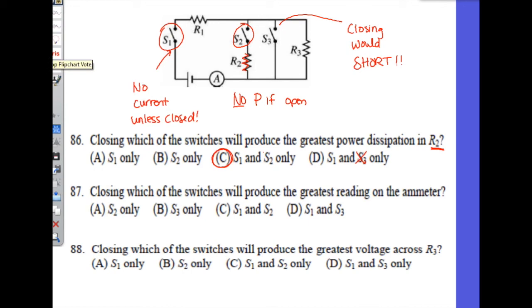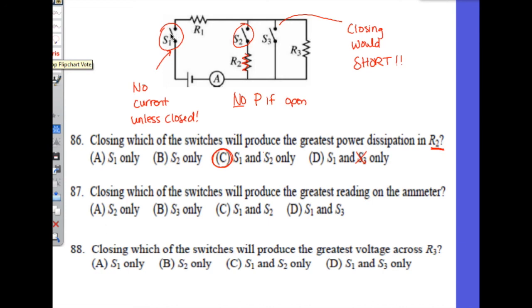Number 87. Closing which of the switches will produce the greatest reading on the ammeter? So ammeters measure current. And right here where this is placed, you can tell that's the current in the whole circuit. It's right here next to the battery. So this is asking in which case would I get the greatest current? Well, that's when I have the least resistance.